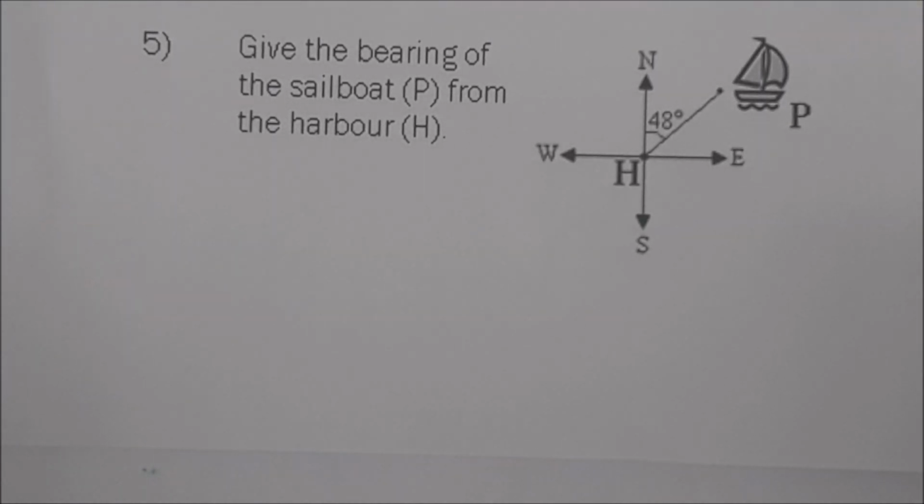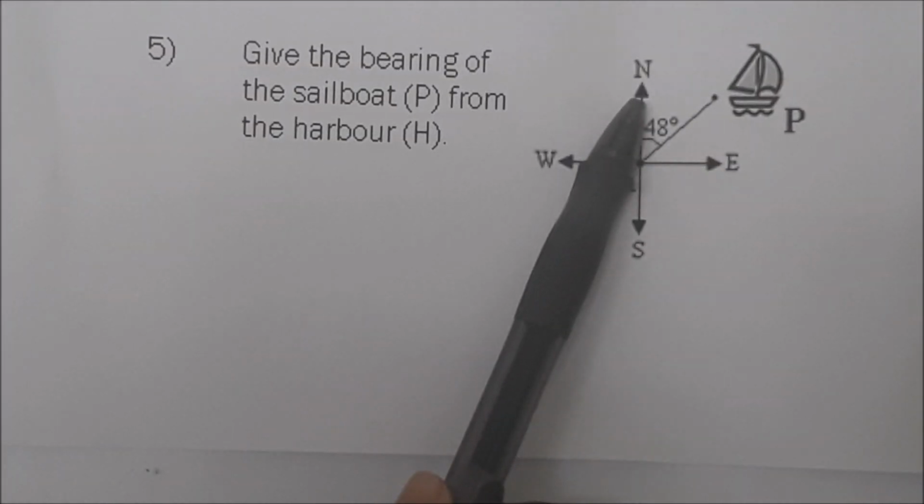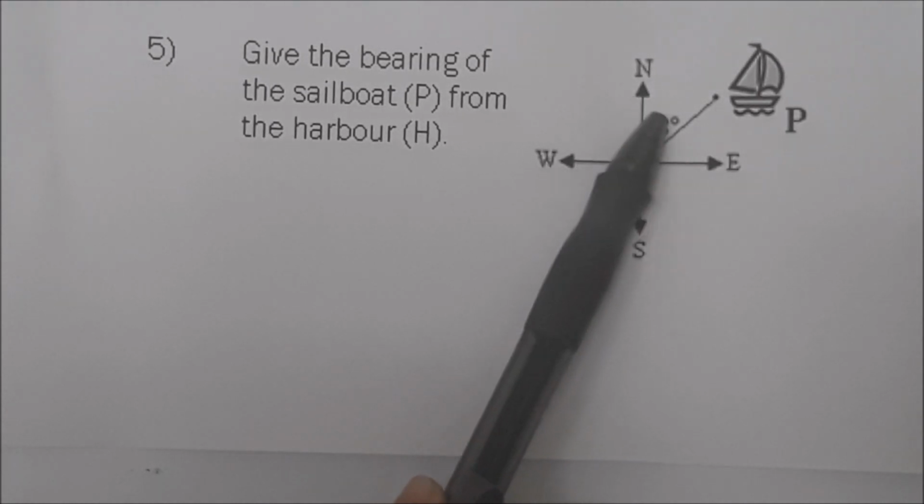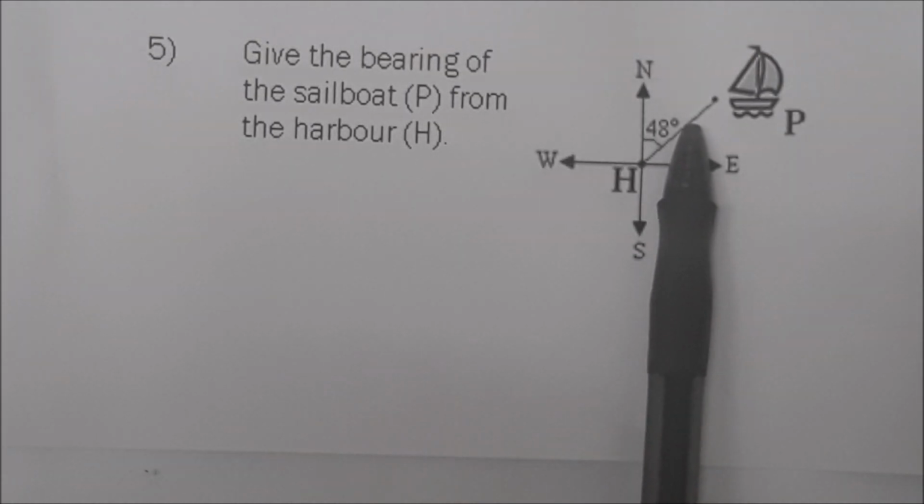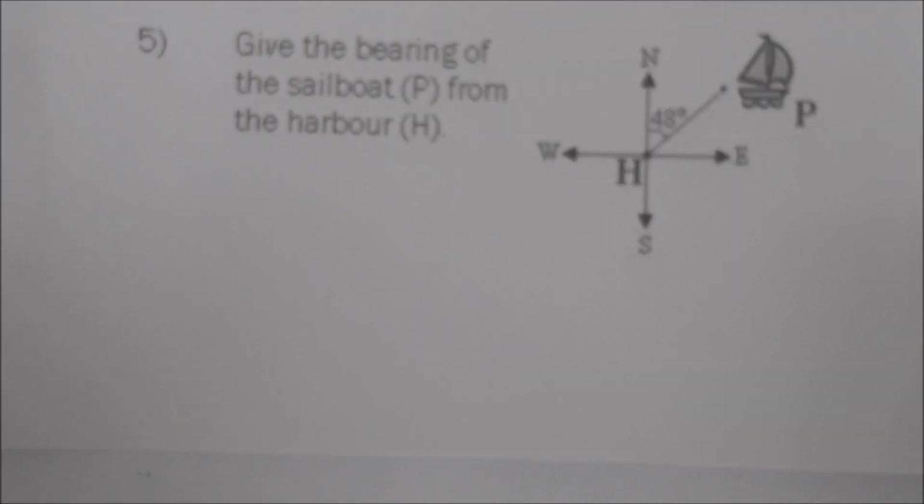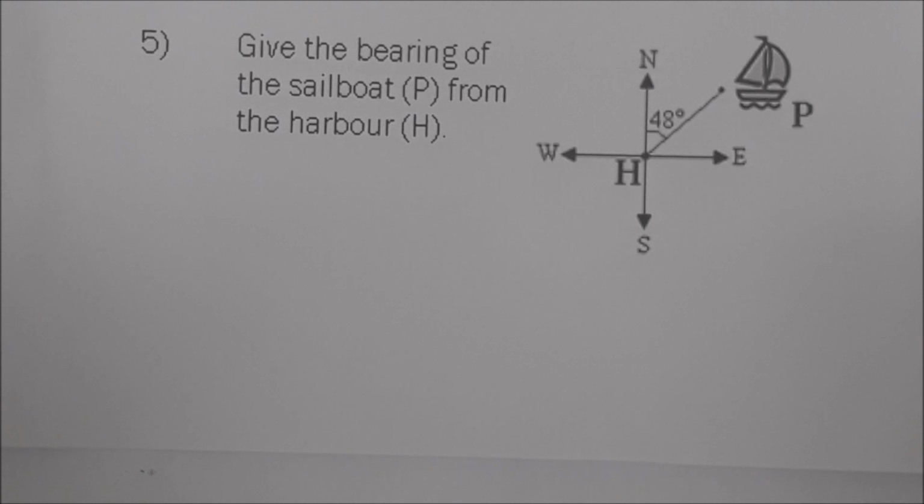Go ahead. Okay, Rafaela, number 5, read it. Give the bearing of the sailboat P from the harbor H. Okay, give persons a chance to look at it and see how they would attempt to do it. This is a simple question on bearing. And Rafaela, tell us, how do you calculate bearing? Bearing is always calculated starting from north. From north, okay, and going to the point. Clockwise, yeah, you go clockwise to the point where you need to get to. Okay, so bearing is always taken from north and you go clockwise.